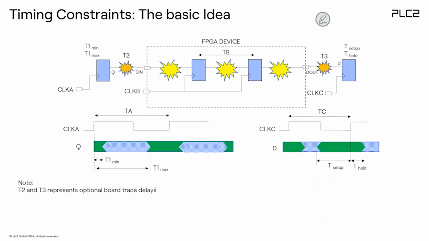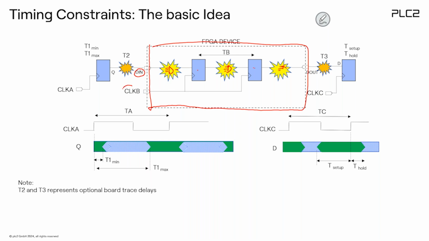So that's actually the basic idea. This is my FPGA design or FPGA device, just as a representative block diagram. There we have an input called data in, some combinatorial logic, then a flip-flop here, again maybe some logic, another flip-flop, and then maybe some logic, and then the output, out. But the FPGA is not alone in the world.